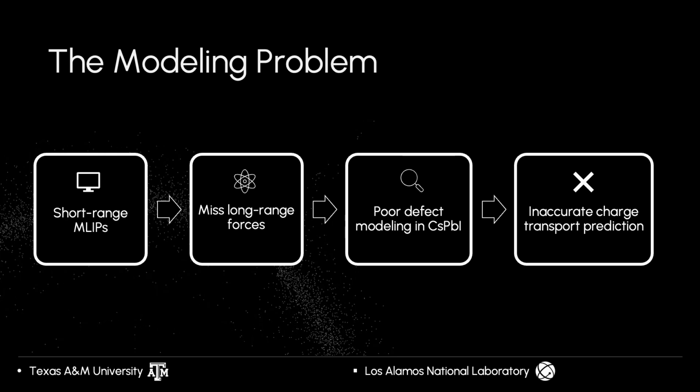Conventional short-range machine-learned interatomic potentials, or MLIPs, cannot capture this complexity. As a result, they fail to accurately predict key properties like defect formation energies, charge distribution, and charge transport. Now, to simulate these materials reliably, we need a new generation of machine-learned interatomic potentials, one that captures both short-range chemical interactions and long-range Coulombic forces, while remaining computationally efficient. This is the challenge at the heart of our work.